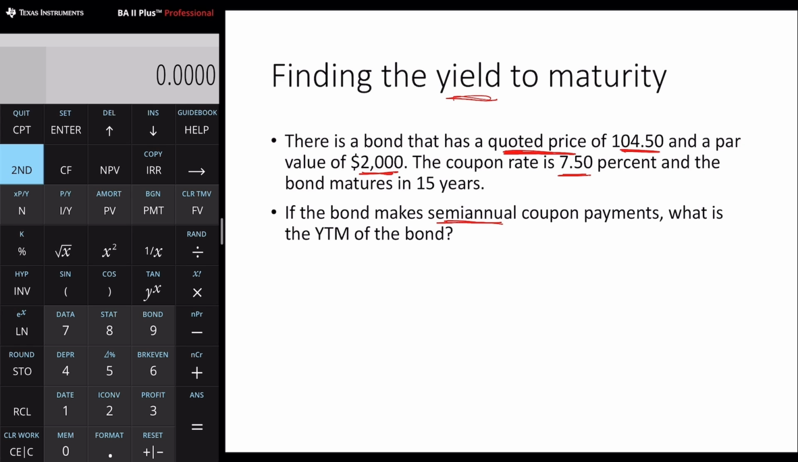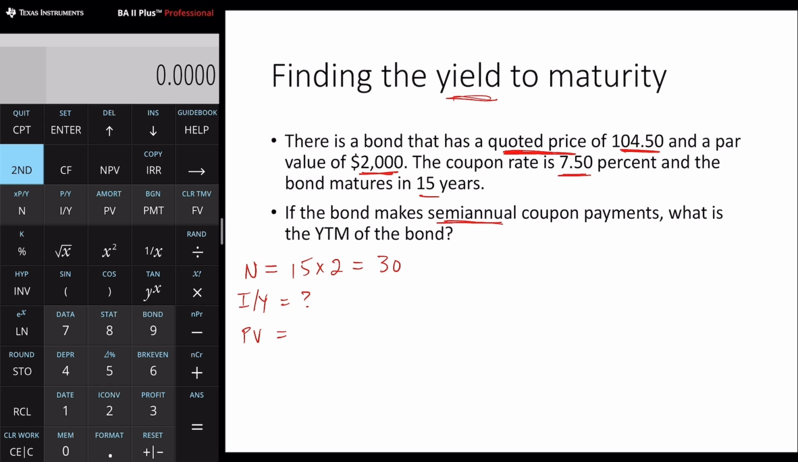All right, so let's go ahead and solve this problem. N is going to be the maturity, which we see is 15 years. But remember, semi-annual compounding, so we're thinking of 6-month increments, and there are 30 6-month increments in 15 years. I over y is what we don't know. That's what we're solving for.